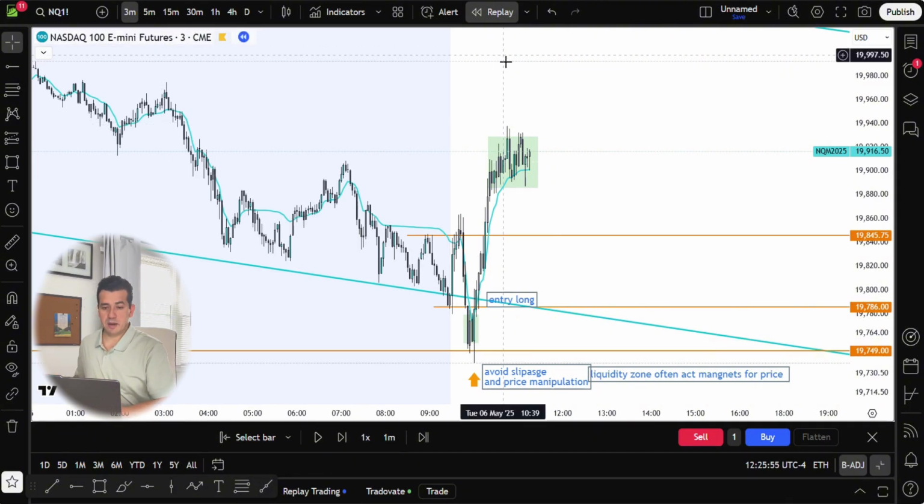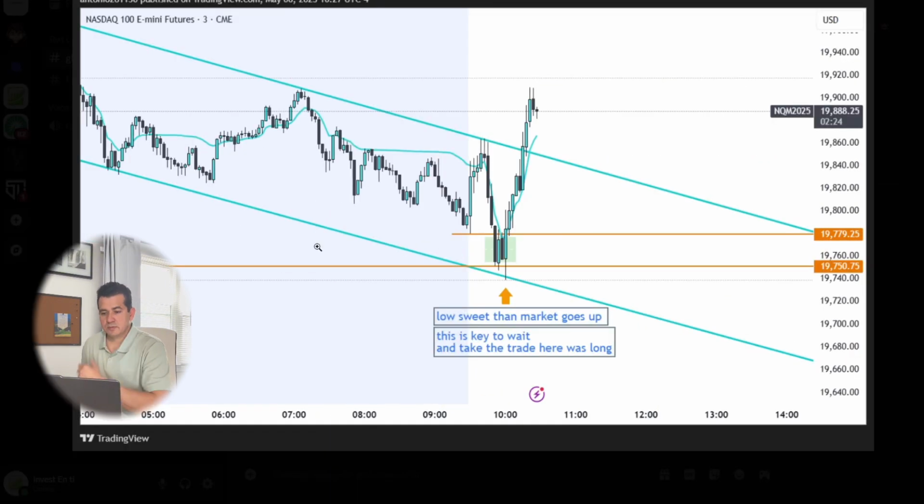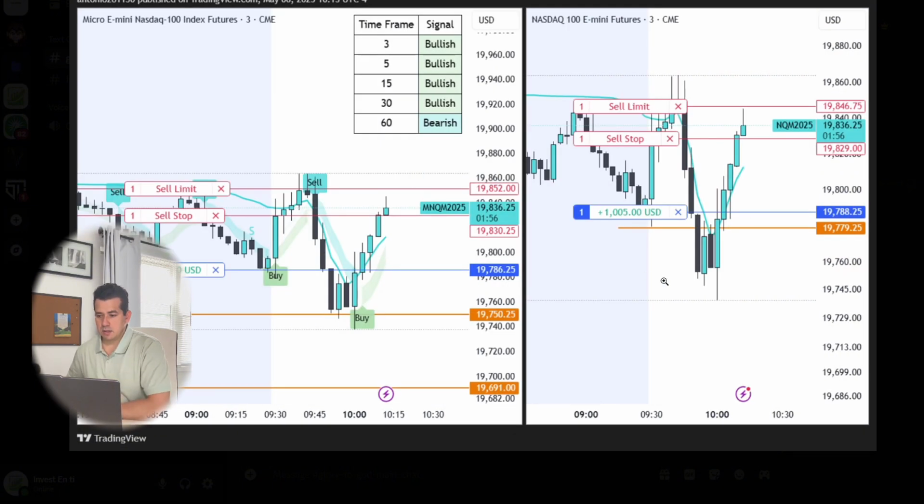So let me pull up here my entry. Let's see. Right here. Let's go back here. As you can see, it was right after taking the liquidity out on the zone 1970-50, and I went in on the second candle right here. On the second candle, I hit my trade.